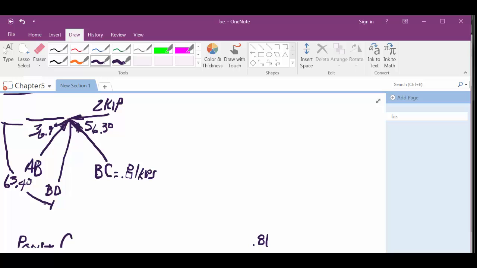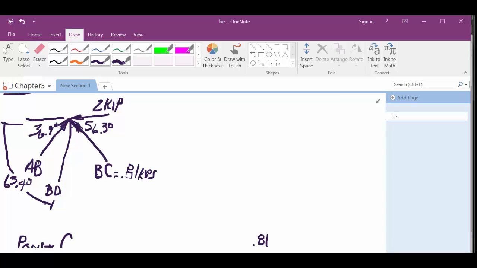So, although, no, that's wrong. That's totally wrong. BD's going to be in tension, isn't it? Why? No, there's an easier answer than that. I'll let you think about why. I take a sip. Why is it in tension? Don't overlook the obvious.